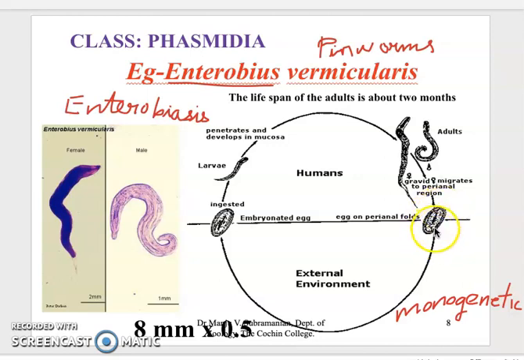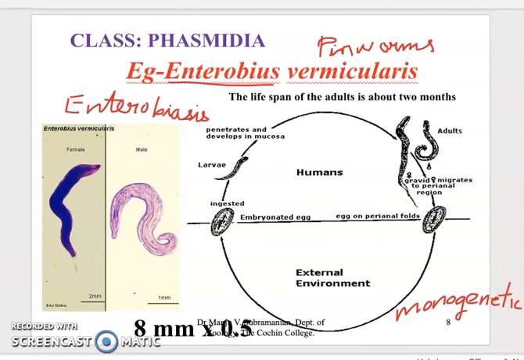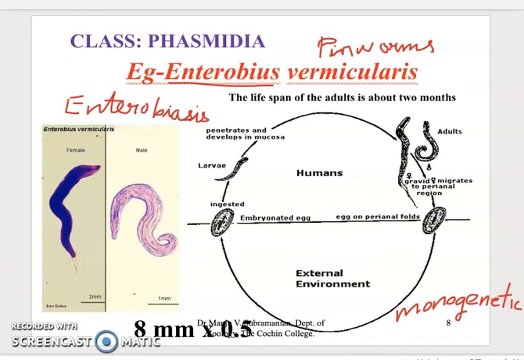Then if these eggs happen to be swallowed by the same person or another person, they are carried to the duodenum, and the small larva hatches from the egg and passes to the small intestine, and becomes an adult by molting. And this parasite is a monogenetic parasite, since no intermediate host is present, only the human acts as a host. The medical condition, or the disease caused by the heavy infestation, is called enterobiosis. Then we come to the treatment of this enterobiosis.